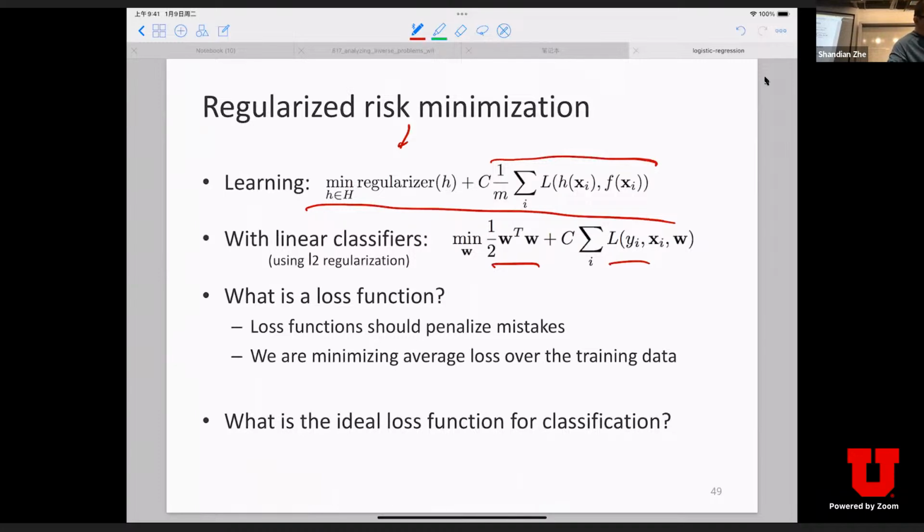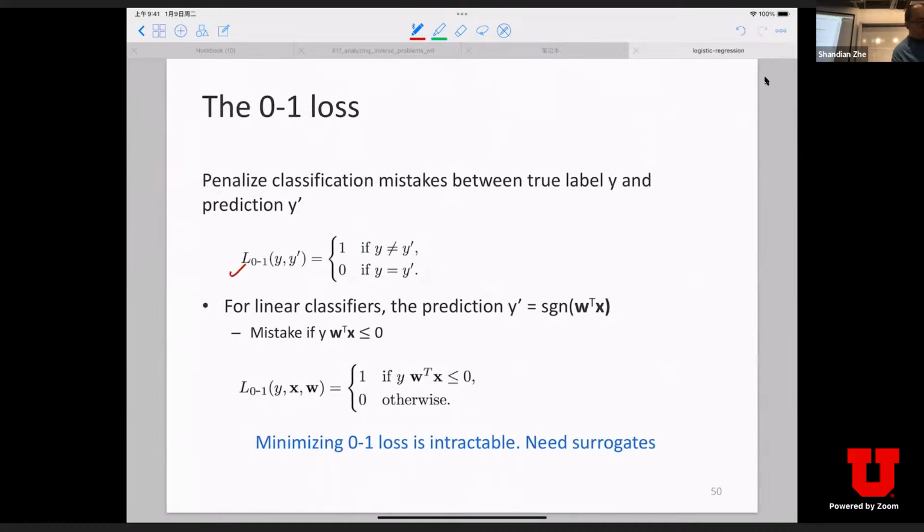Our only requirement for the loss function is that this loss should penalize mistakes. If you make mistakes in predicting the true label, you should give some penalization. You don't want your learner to keep making mistakes. So the ideal loss function for classification would be just a binary loss, which only penalizes wrong predictions. If your prediction is wrong, I give you loss value 1. If your prediction is correct, I have a 0 penalty.